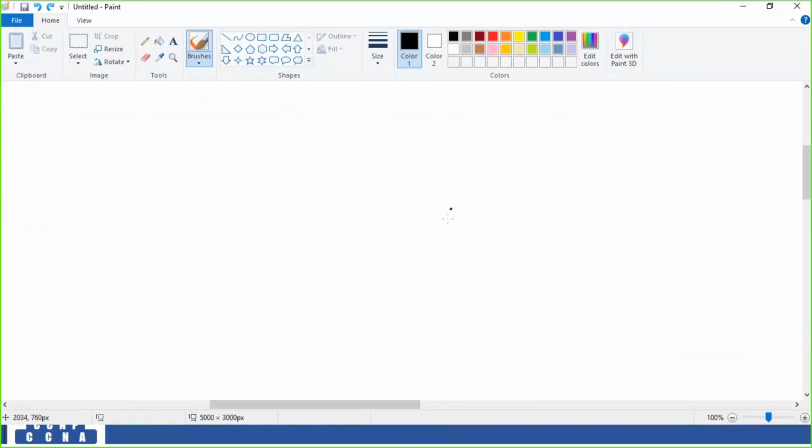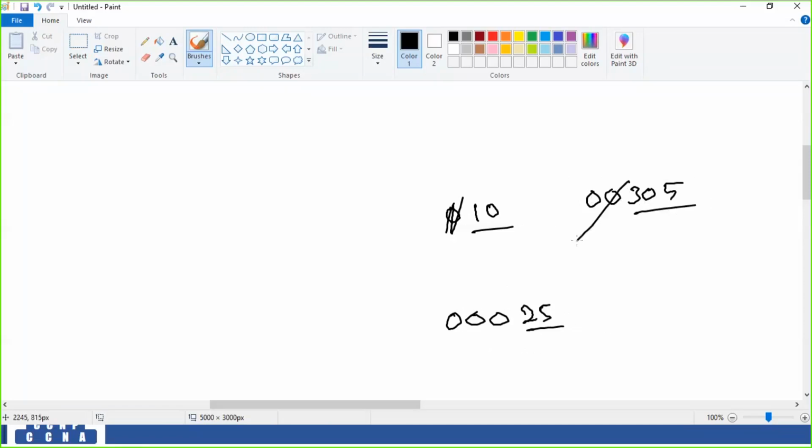Take 10 rupees: 0, 1, 10. Can you omit this 0? No, only leading 0. You can write it as 10. 0025: the value is 25 only. 0305: can you omit the middle 0? No. So the value is 305. Only leading zeros you can omit.